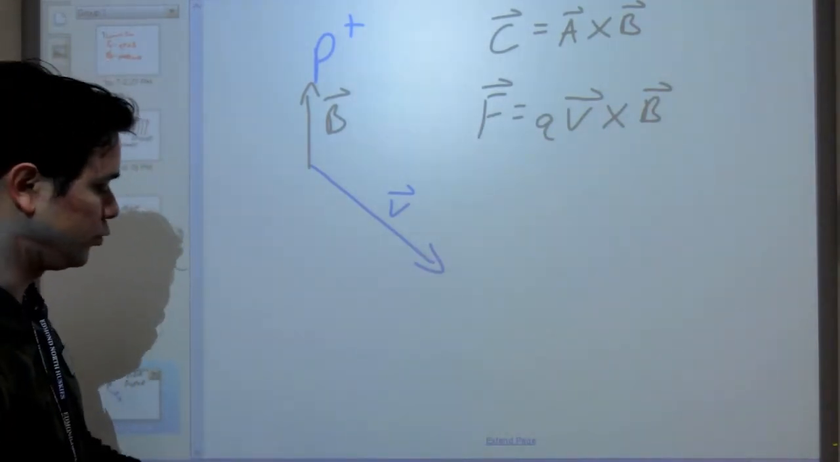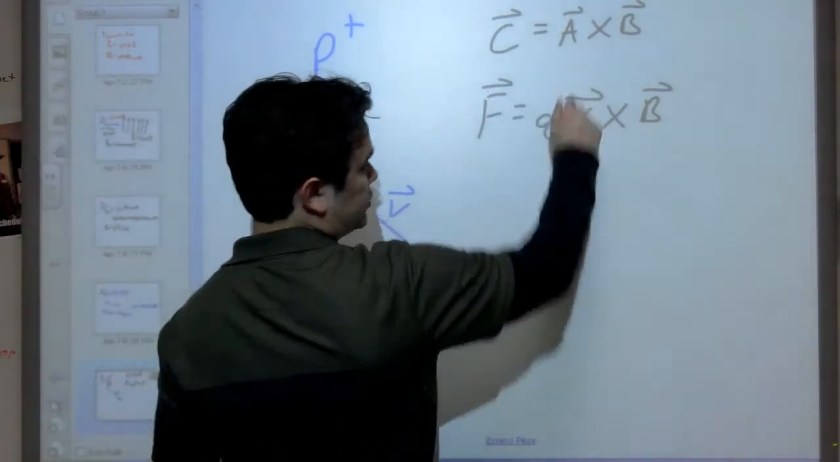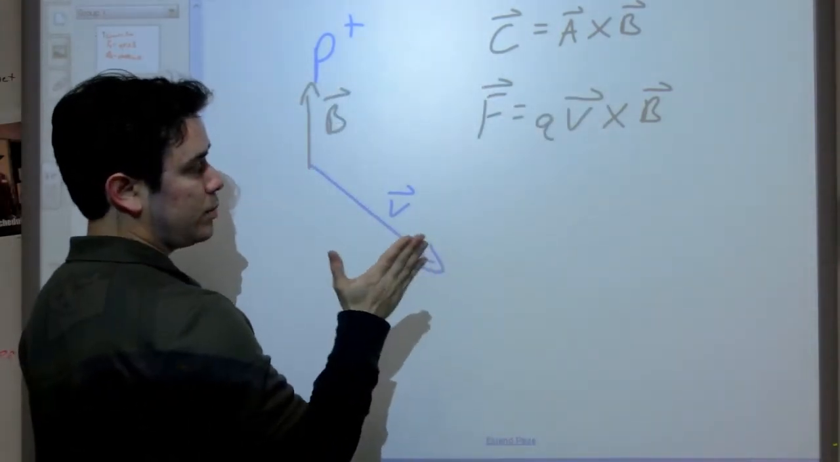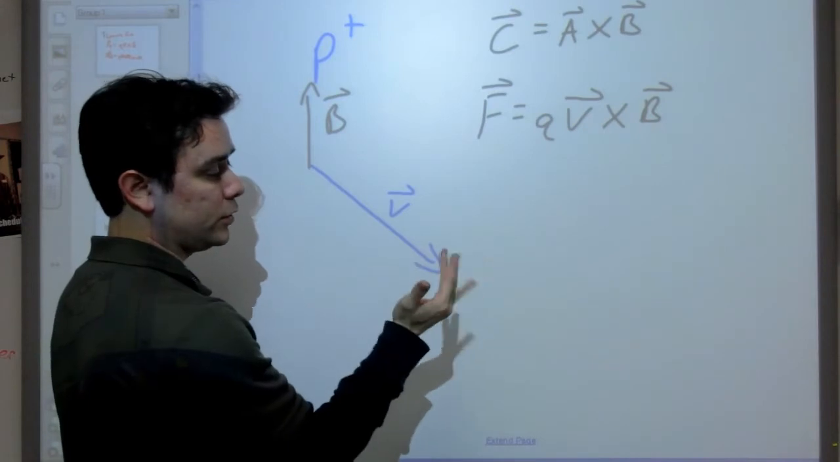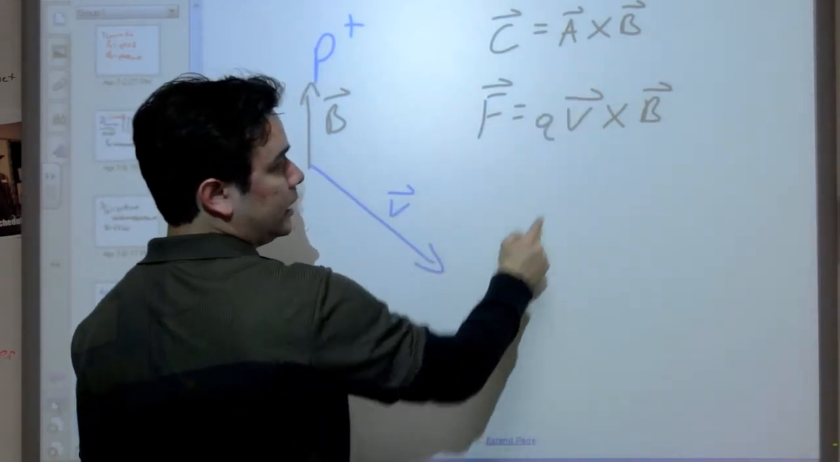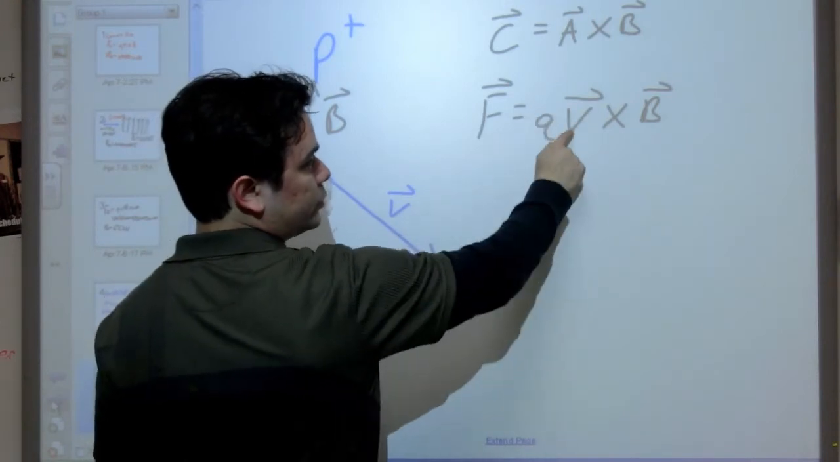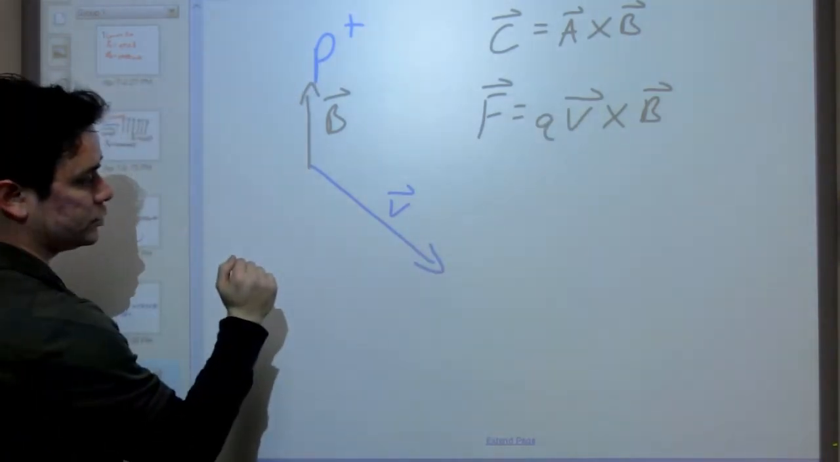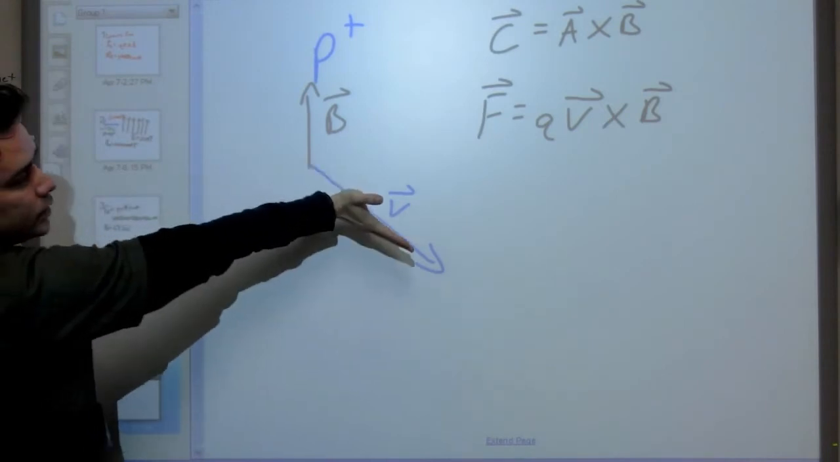Now, for our right-hand rule, we apply it on any cross product. We take our right hand and we point our fingers in the direction of our first vector, vector A. In this case, for our equation, our first vector is going to be the velocity. So I'm going to point my fingers in the direction of the velocity. I'm going to point them down like that.